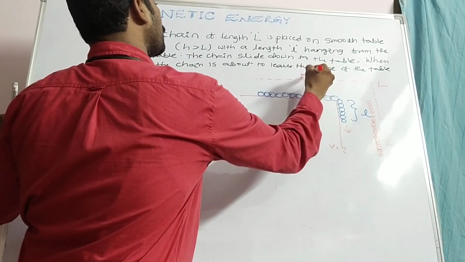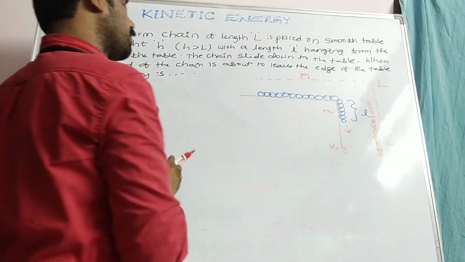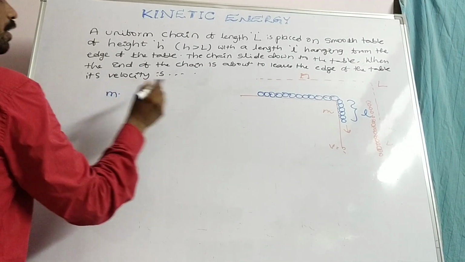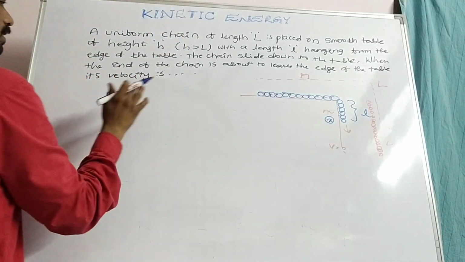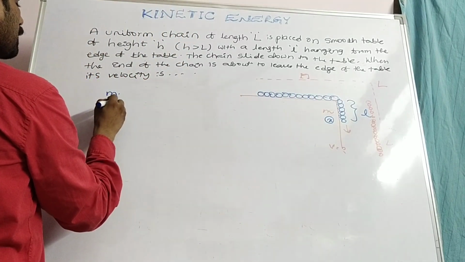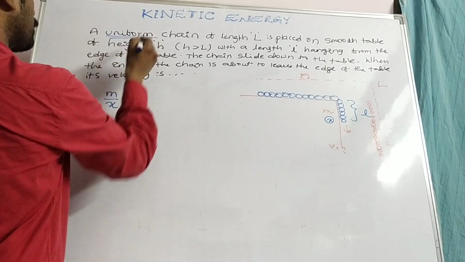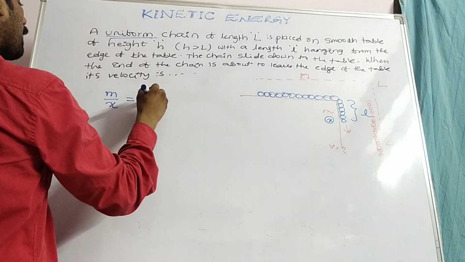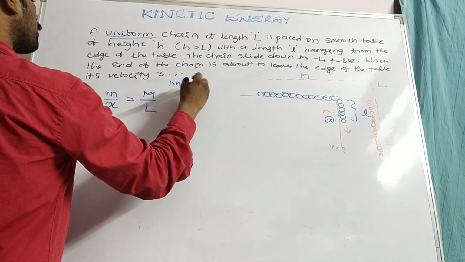So the mass of the total length is M, and the mass of a small portion is small m. As it is sliding, we have to take x, not L. So the mass per length is taken for x, because it's a uniform chain. We apply the expression that mass per unit length is equal to capital M by L. That is called the linear density, so linear density is constant.